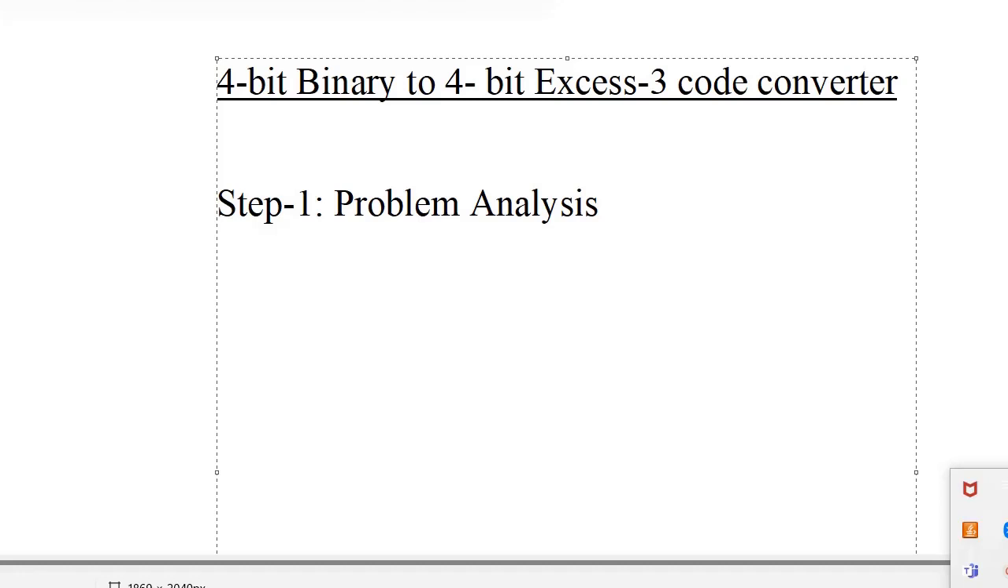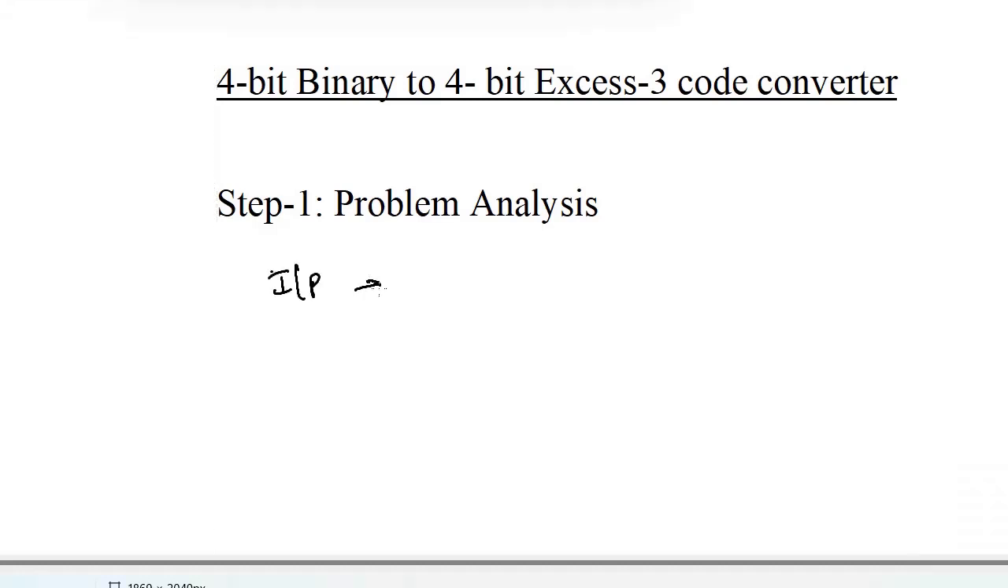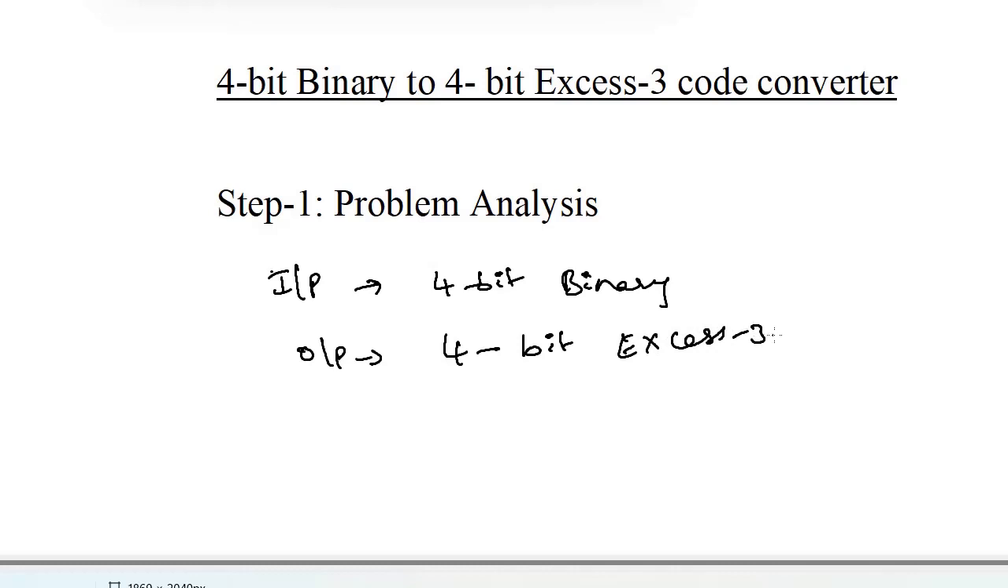Now, in the combinational circuit, first step is problem analysis or problem statement. The problem statement is 4-bit binary to 4-bit XS3 code converter. Here I am designing a 4-bit binary to XS3 code converter. Inputs are in the form of 4-bit binary information and the outputs are 4-bit XS3 information.